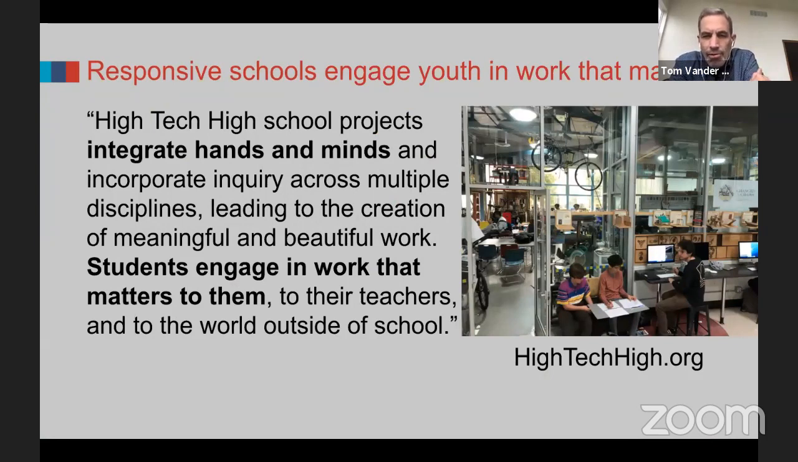So we'll close with a thought from High Tech High. I just love how they describe their intent to integrate hands and minds in inquiry across multiple disciplines, engaging kids in meaningful work that matters to them, to their teachers, and to the outside world.